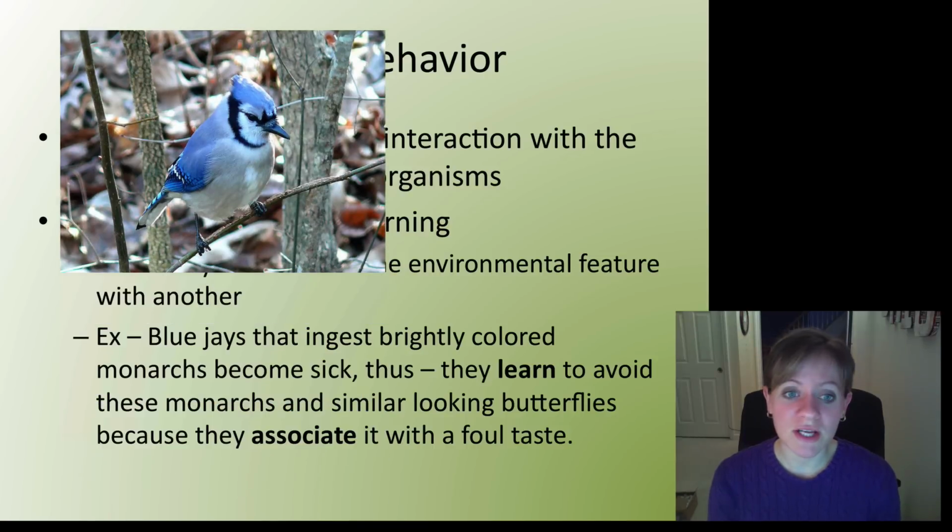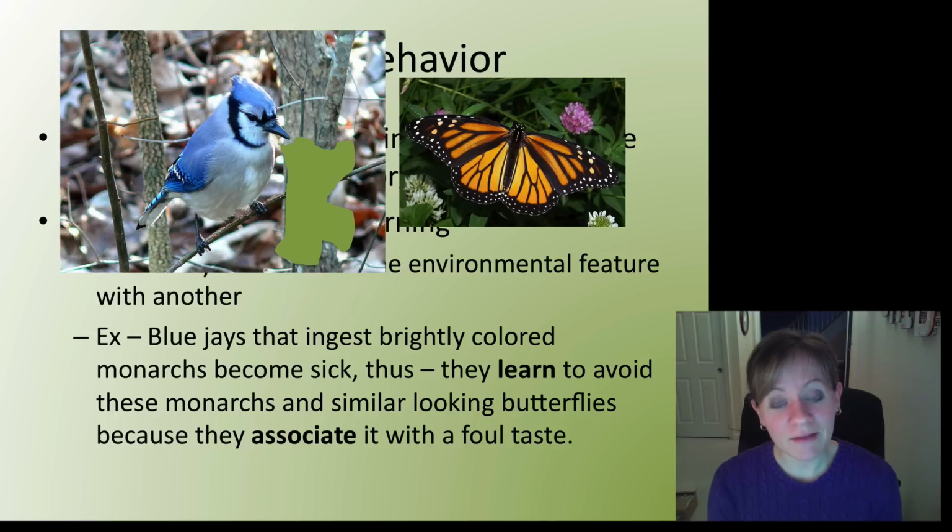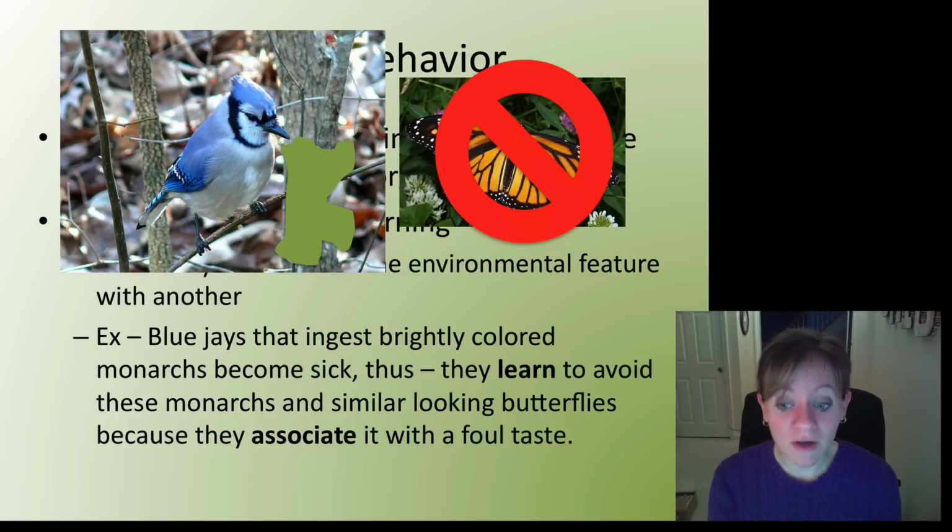Whenever blue jays ingest this brightly colored monarch, they get sick and they throw up. So they learn, because now they associate this monarch with a foul taste and with getting sick, so they learn to avoid this monarch, and they learn to avoid other butterflies that look like that monarch butterfly. That's a learned behavior. They're not born with the knowledge of not eating that butterfly. So that's an associative type of learning because they associate the foul taste with that butterfly.